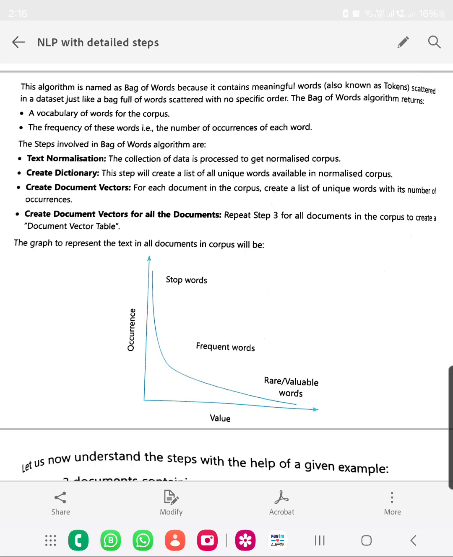Then we create document vectors for all the documents. The same step, which is step 3, is done for all individual documents and is marked in the dictionary accordingly. So we'll do these steps in detail.